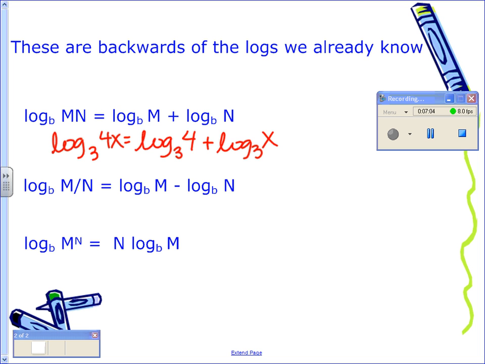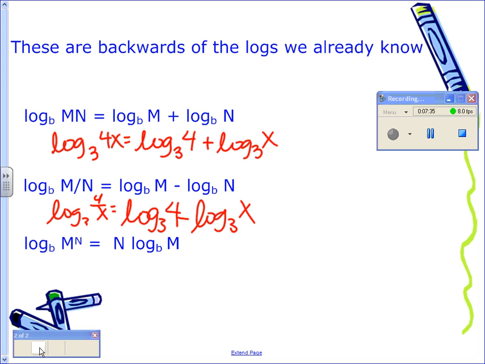For this one, what would it become? That's a 4. If you wanted to make them into 2 logs: log base 3 of 4 minus log base 3 of x. Does that make sense? It's going the other direction.